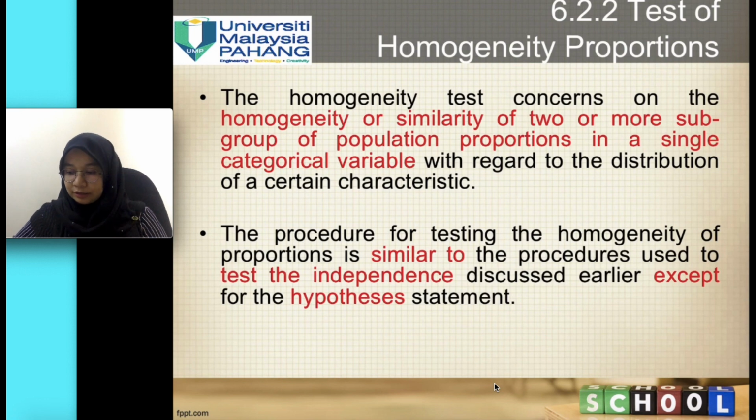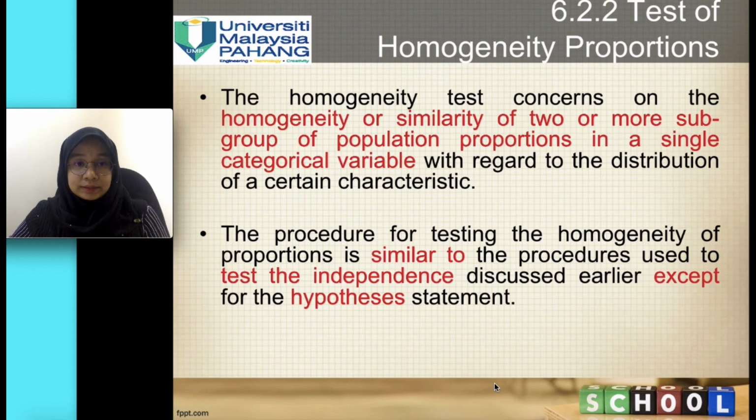So in the test of homogeneity of proportion, we want to test the homogeneity or similarity of the population proportion pi. The homogeneity test concerns the similarity of two or more subgroup population proportions. When you have two population proportions pi, you want to compare the similarity, you can use hypothesis testing. But when you have more than 2 pi, you cannot compare using the traditional hypothesis test. You have to compare using a contingency table for more than 2 population proportions.